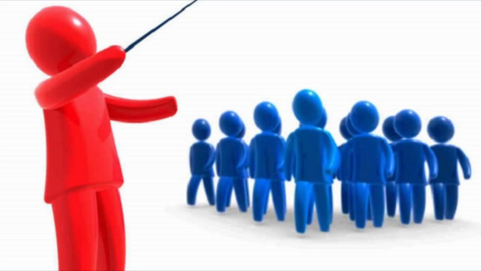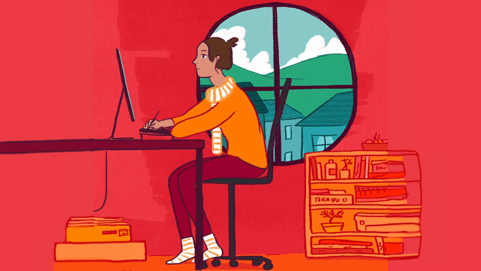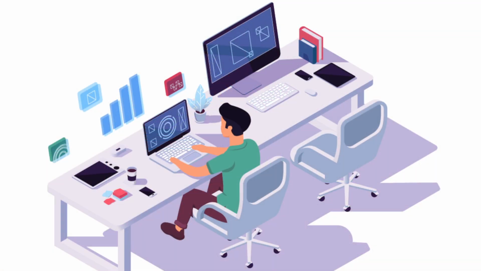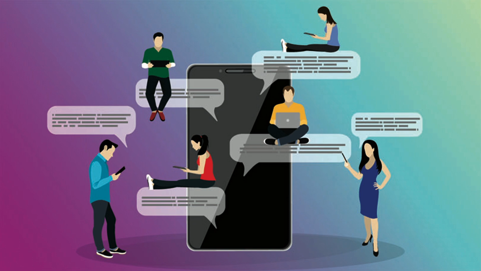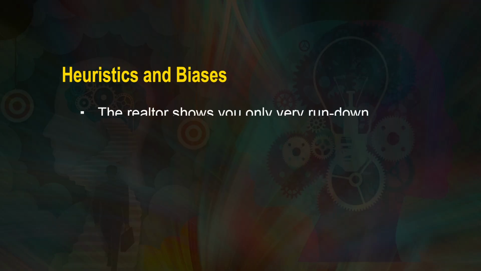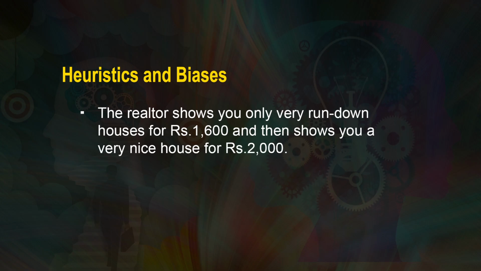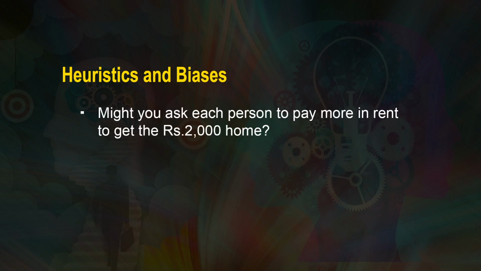In order to make good decisions, we use our knowledge and our reasoning. Often this knowledge and reasoning is sound and solid. Sometimes, however, we are swayed by biases or by others manipulating a situation. For example, let's say you and 3 friends wanted to rent a house and had a combined target budget of rupees 1600. The realtor shows you only very rundown houses for rupees 1600 and then shows you a very nice house for rupees 2000. Might you ask each person to pay more in rent to get the 2000 home?